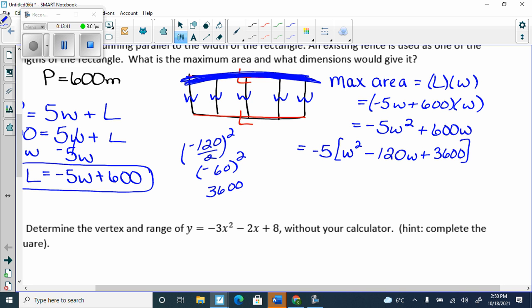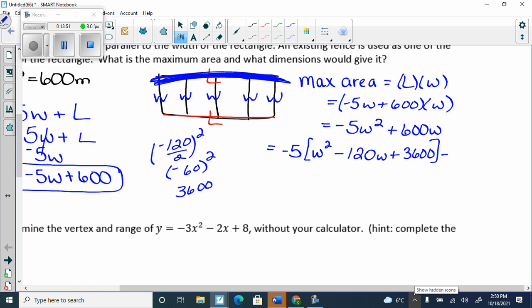Okay, then we take the 3,600. If we added 3,600, we're going to have to subtract 3,600, but we have to times it by negative 5. Negative 5 times negative 3,600, and we get what? Positive 18,000. It's getting bigger. And then we have plus nothing.